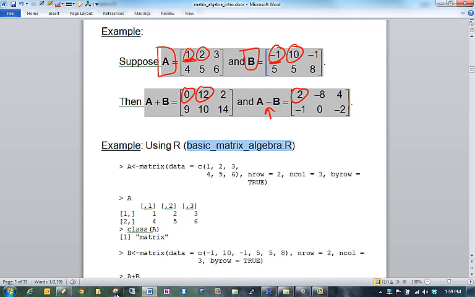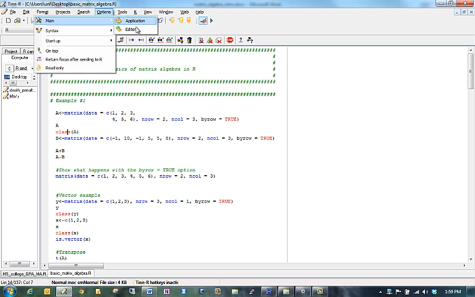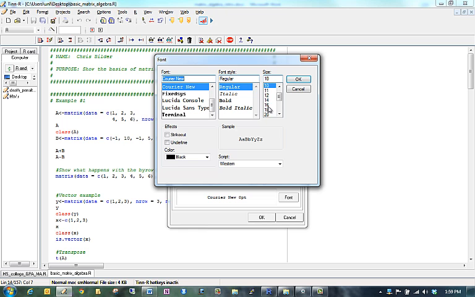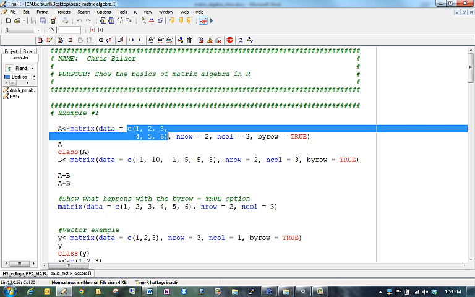Let me go over here to 10. Okay, let me just make this a little bigger too. Sorry, I forgot to do this before. Okay, so I like to first create a matrix A. And to do that, I can say A gets, and then I use the function matrix. Makes sense? What am I going to put in my matrix? I'm going to put some data. So my data, I'm going to combine the numbers 1, 2, 3, 4, 5, 6 together.